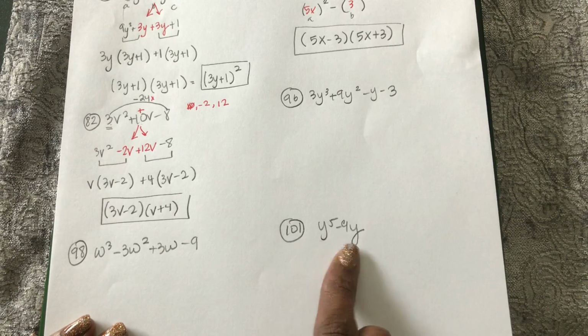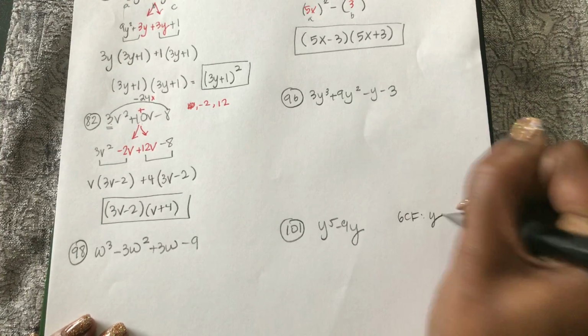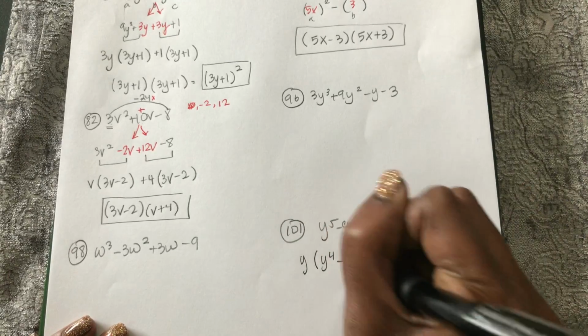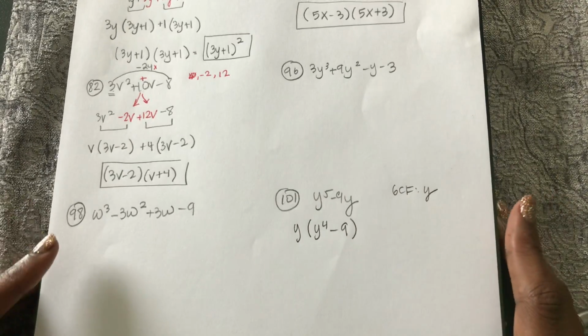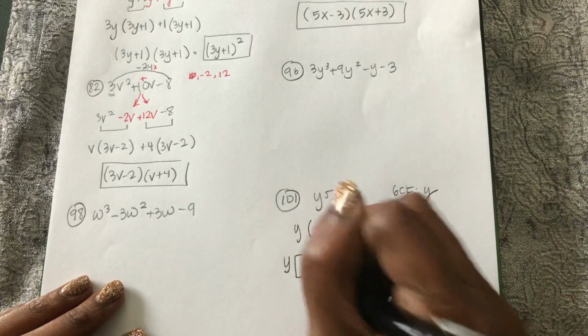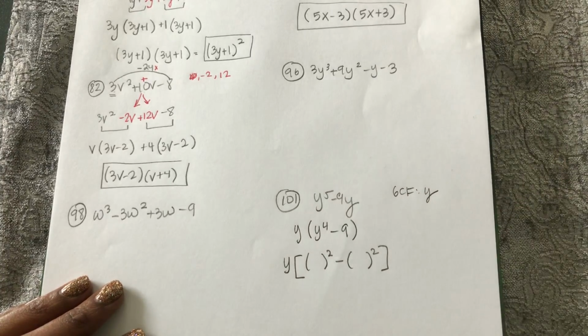Now I want to jump down to 101 because it's another two-term problem similar to 74 and 78. So first thing I look for is there a GCF? My GCF is y. So if I factor out a y, that leaves y to the 4th minus 9. So now I have two terms. Can I write this as a square minus a square?